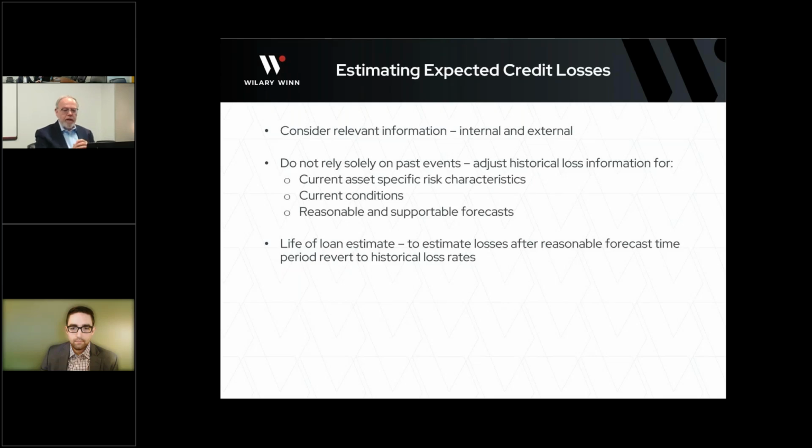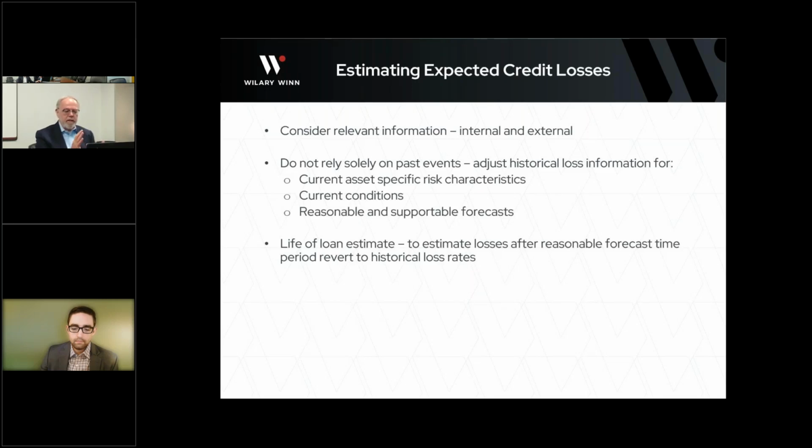Okay, what does it require? You have to consider relevant information, both internal and external. You can't rely on past events. You have to adjust your historical loss information for current asset-specific risk characteristics, current conditions, and reasonable and supportable forecasts.